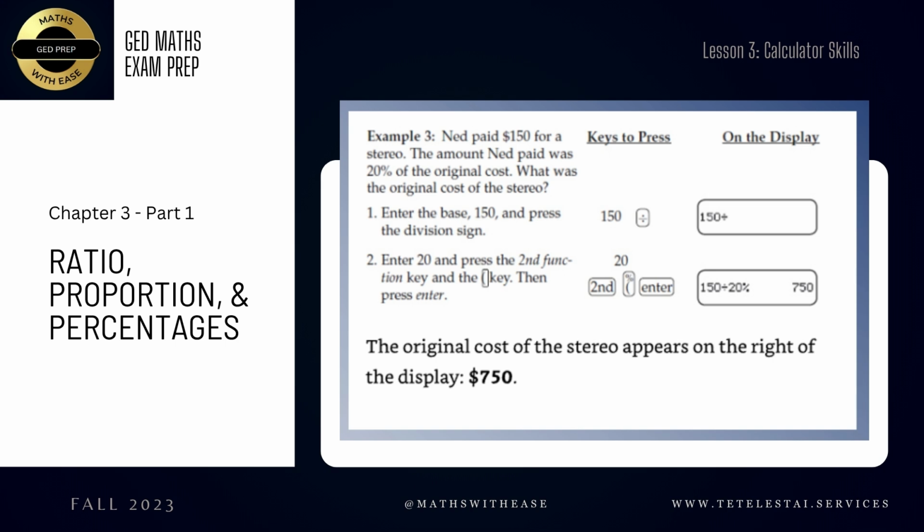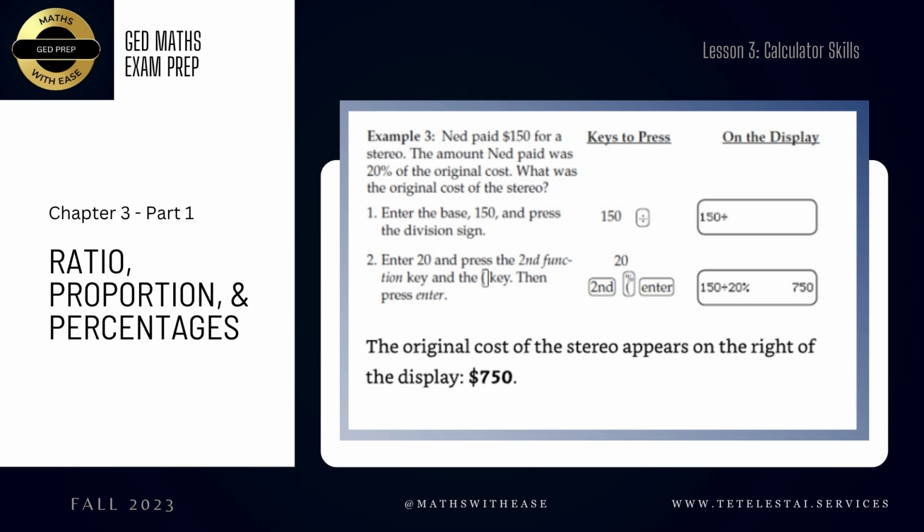Because in this particular example, we know that he paid 150, and this 150 that he paid was a part. It tells us that the amount Ned paid was 20% of the original cost. We don't know what the original cost is, right? So in our little pictogram for our formula, we have the part, which is 150, and we have the rate, which is 20%, and we're trying to find the base.